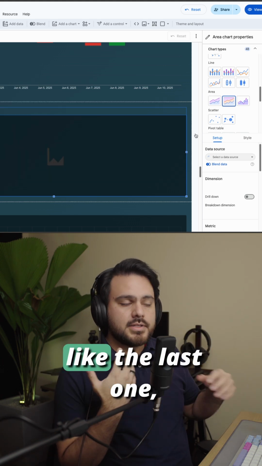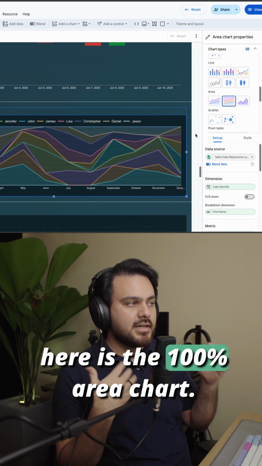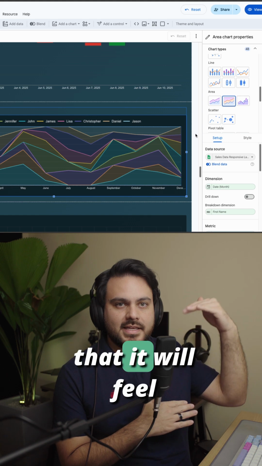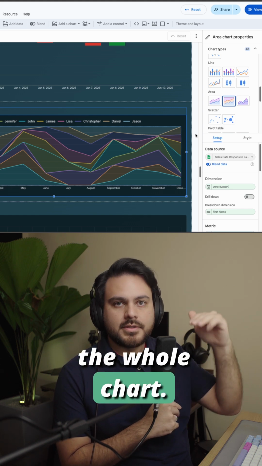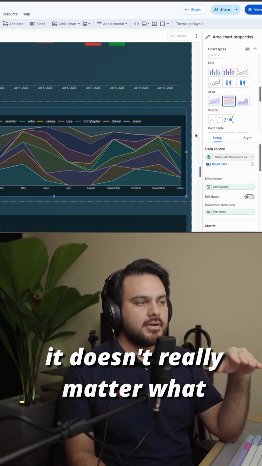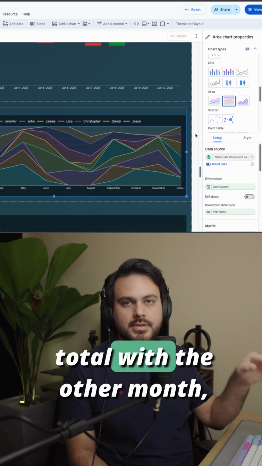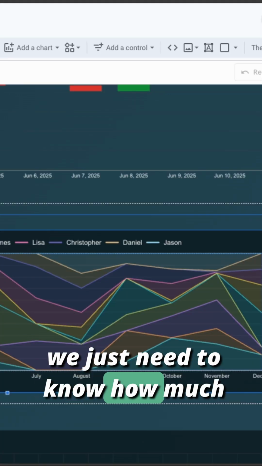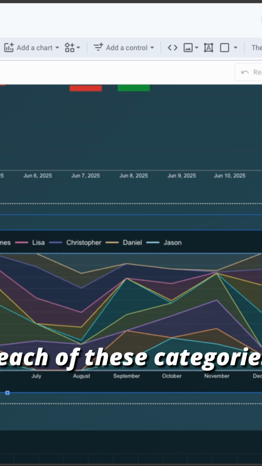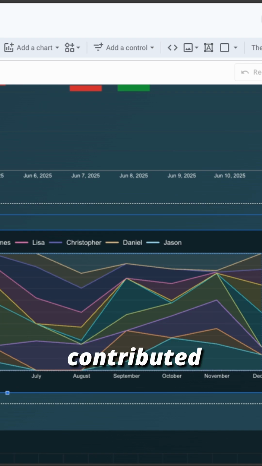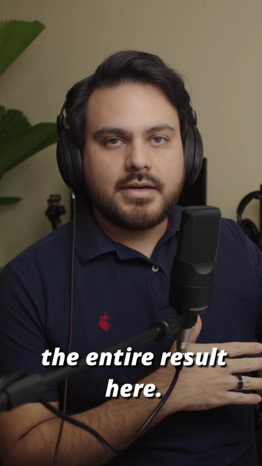And again, much like the last one, here is the 100% area chart. And this one, you will see that it will fill the whole chart. It doesn't really matter what was the total for that month. And to compare it with the total with the other month, we just need to know how much each of these categories or variables contributed to the entire result here.